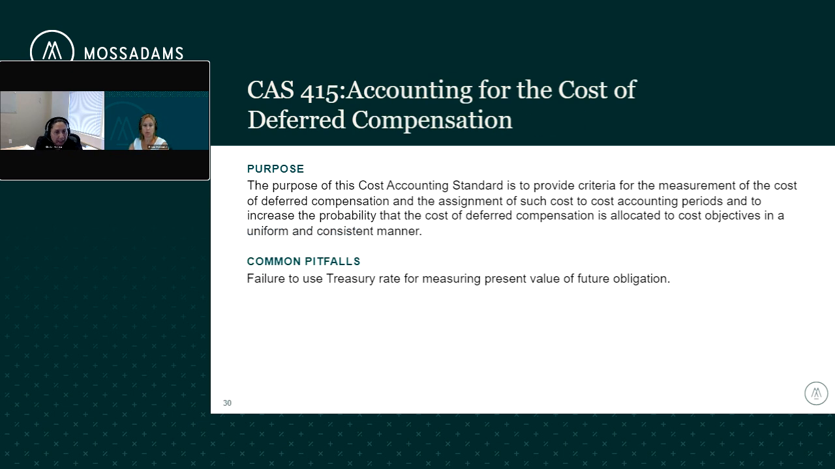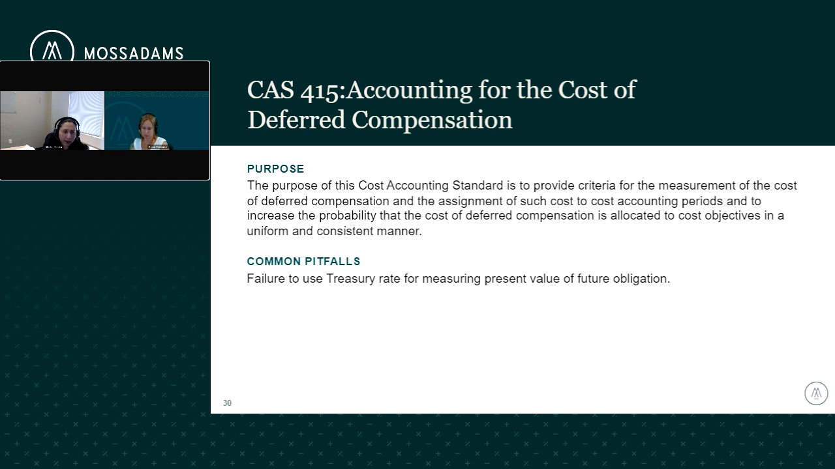And so CAS 415, accounting for the cost of deferred compensation. This standard is really meant to look at the fact that you may have ESOP plans out there, or other deferred compensation plans that provide a benefit to your employees. There are calculations that are likely being done for some of those plans. Some of it may be that you have an actuary who comes in and does the calculations. You may have some very complex present value calculations to come up with the potential liability related to these plans.